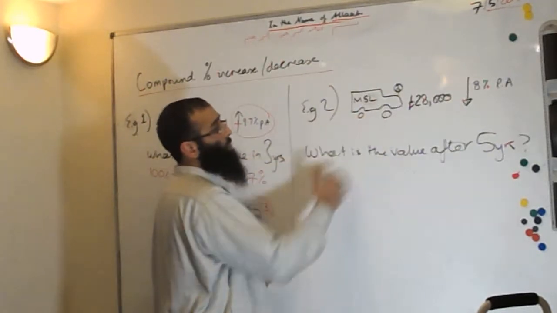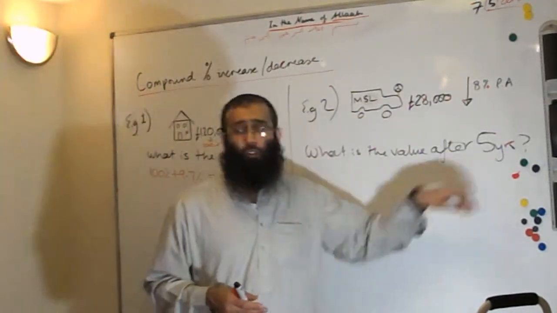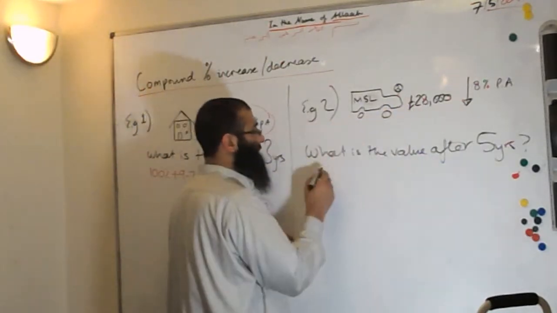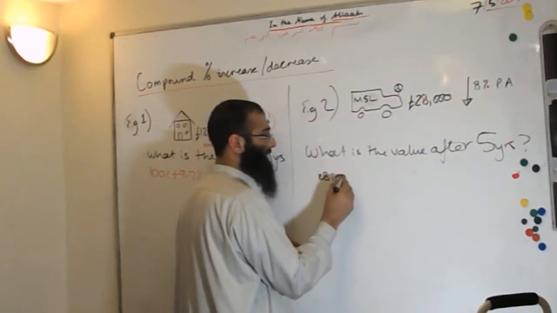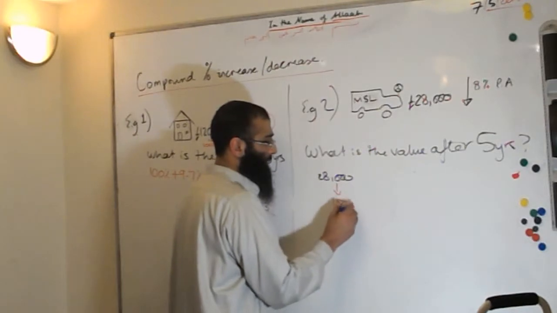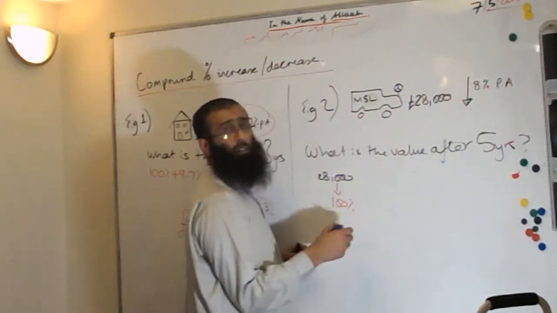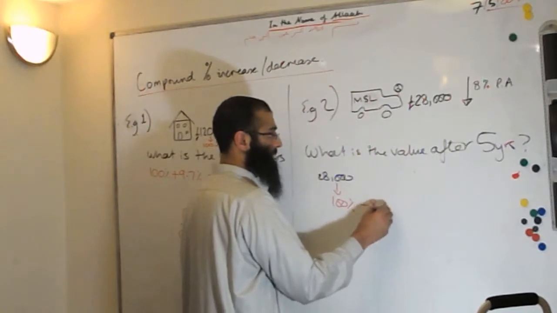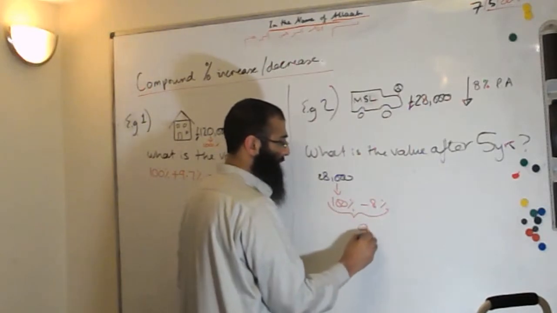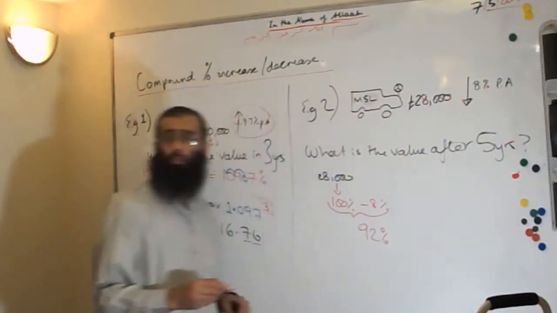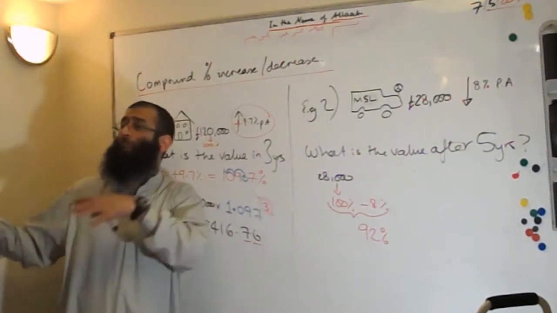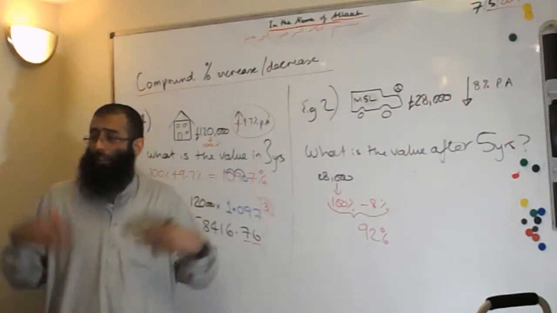Now, we have to work out what this car is going to be worth after 5 years. So what do we do now? We do the same thing again. What was the original value? We have 28,000. That is worth how much percent? 100%. And how much percent is it losing per year? 8%. So what's 100% minus 8%? 92%. So the car is retaining, if it's losing 8%, you're keeping 92%. So every year it keeps 92%.